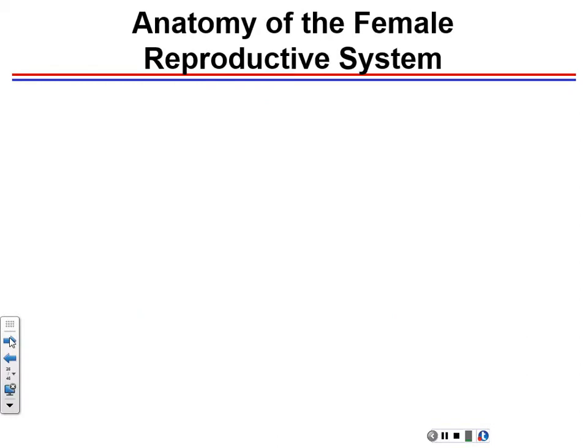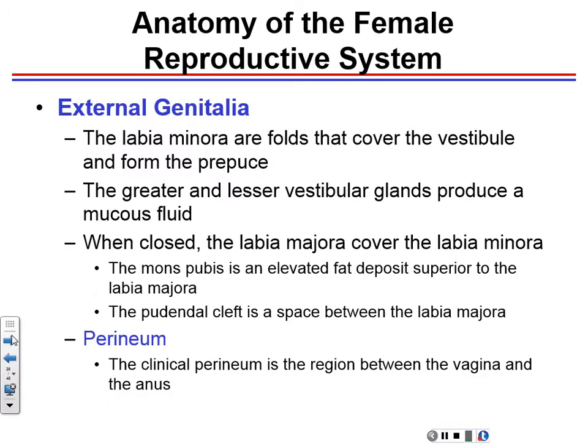So part of the external genitalia includes thick fatty folds on the outside called labia majora. And there are two vestibular gland openings. The greater vestibular glands open right there in the vestibule. This is the vestibule, this is the vagina, and this is a vestibular gland opening here, and a vestibular gland opening there. The greater vestibular glands produce mucus just like the bulbourethral glands.